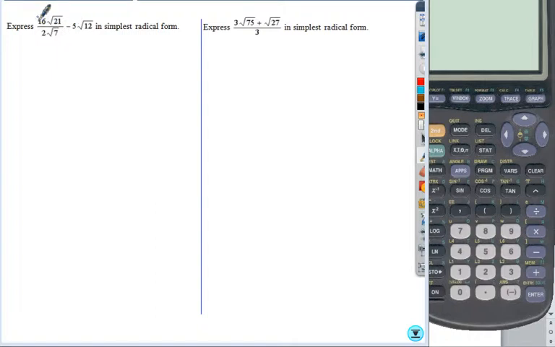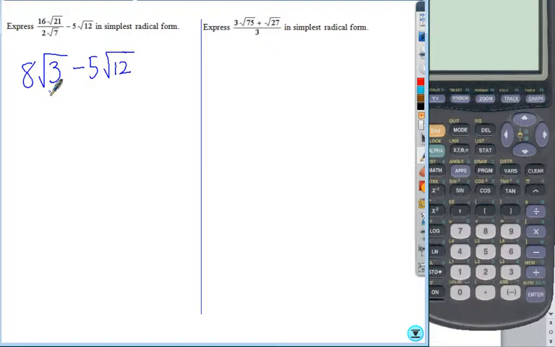So first thing I'll do is divide my coefficients. 16 divided by 2 is 8. 21 divided by 7 is 3. So then I'm going to put the square root of 3, combining that radical. Minus 5 radical 12. So now this is a subtraction problem.